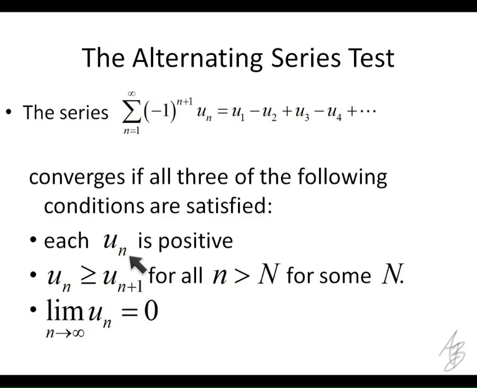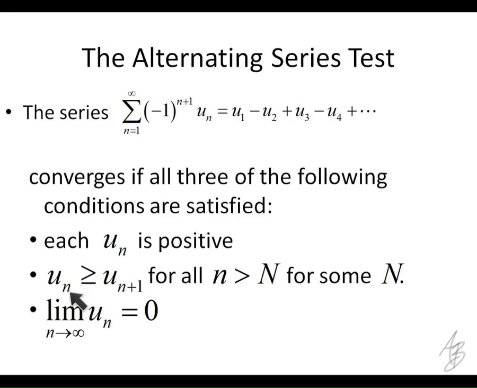This first condition here just says that it alternates. So it's going back and forth between positive and negative. And the reason it says that each u sub n is positive is because of the way that I wrote the sum here, we have this negative 1 to the n plus first power. That means that it's going between positive and negative. The other thing, these are the two important things here. Well, they're all important for this to work, but this means it's an alternating series.